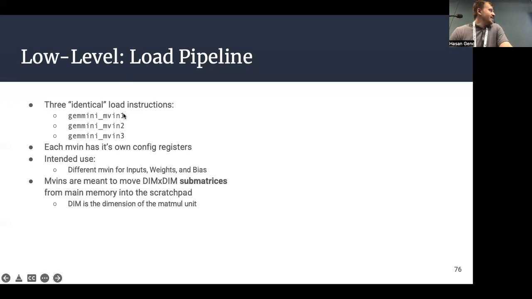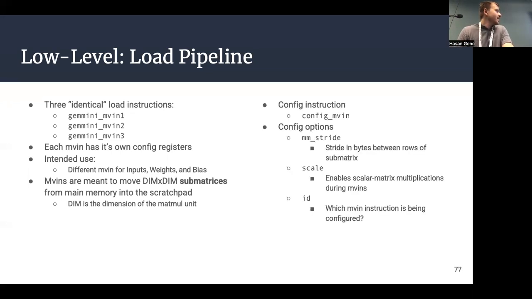Each of these is generally a small granularity instruction, right? So you're supposed to tile them together into larger loops, and each one moves in submatrices, which are basically the same dimensions as the spatial array. And then you tile your larger matrix multiplications or convs or whatever around these instructions that have the granularity of the spatial array. And then to configure these move-ins, you can pick different options like the stride, what scale to multiply them with as they're being moved into the scratchpad, etc.